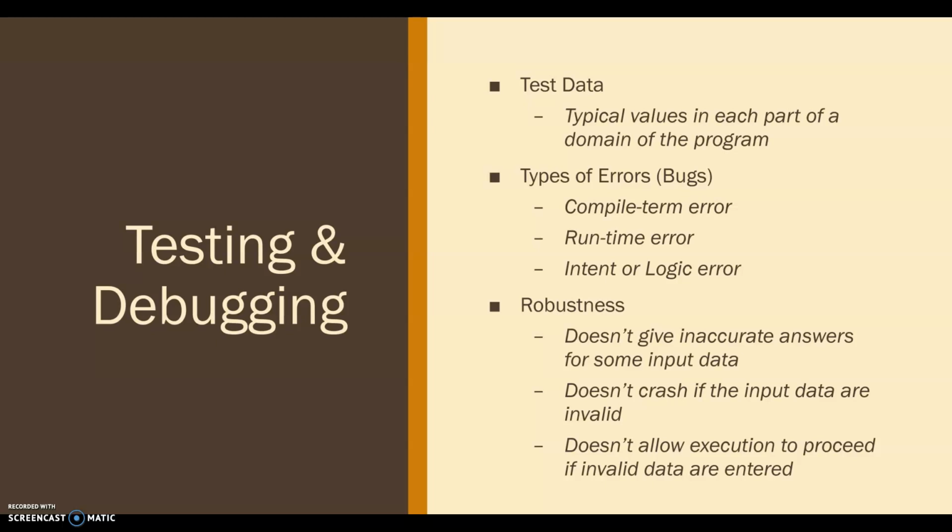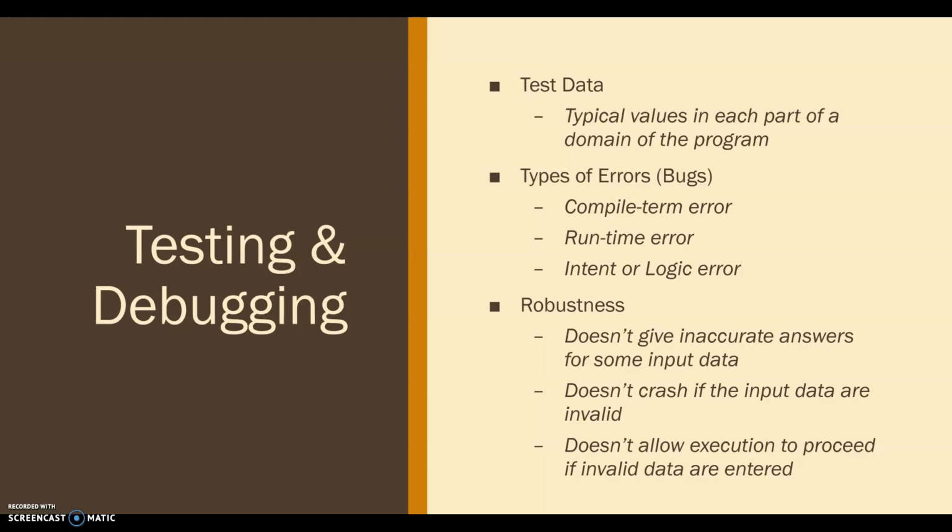Testing and debugging. Test data is typical values in each part of a domain of the program. Types of errors or bugs include compile time error, runtime error, and intent or logic error. A compile time error is when the compiler is unable to translate the code into bytecode and prints an appropriate error message. A syntax error is a compile time error caused by violating the rules of the programming language. Runtime errors occur during execution of the program. The Java runtime environment throws an exception, which means that it stops execution and prints an error message.